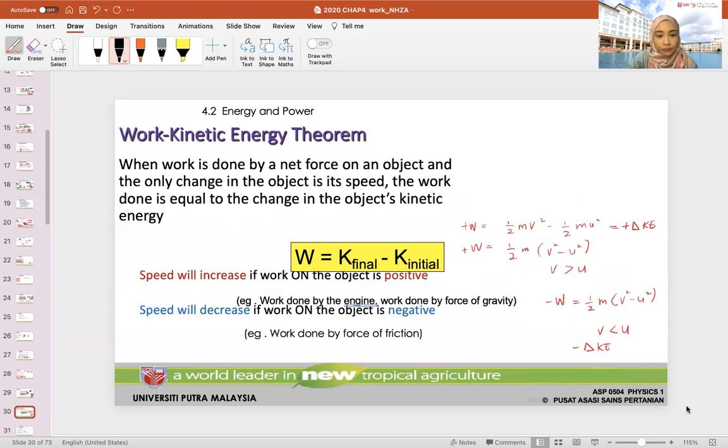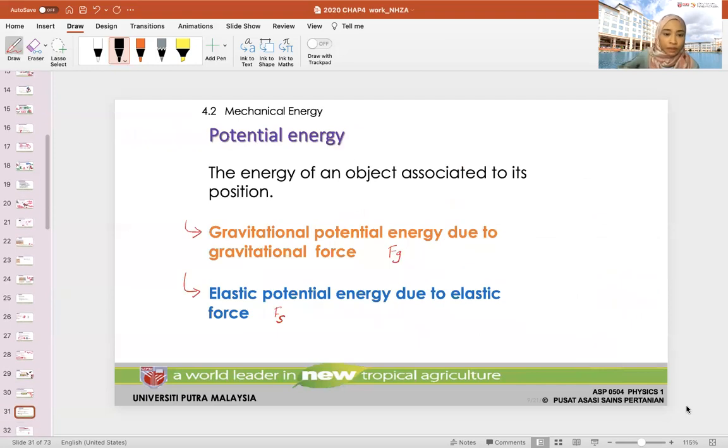Okay, we talked about this. So that is work done in relation to kinetic energy. Now we move on to potential energy.